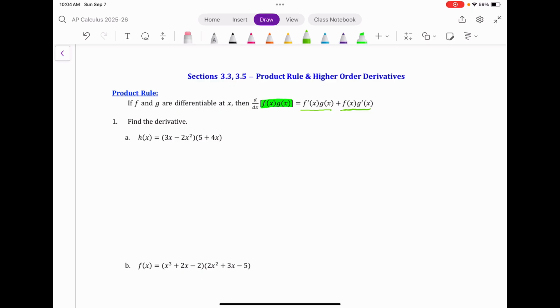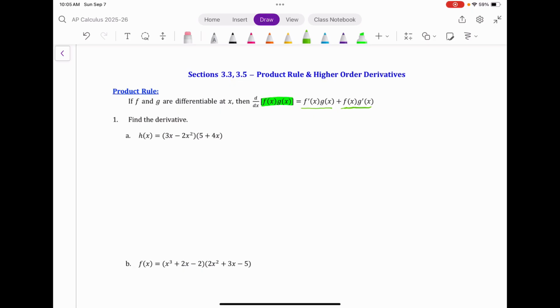So we do have to have this product rule memorized. We use it a lot in this class. And so let's do an example. On number 1, we have h of x, which can be seen as the product of two functions. We'll say f and g to match that product rule.